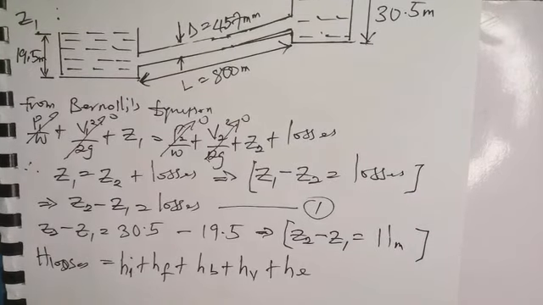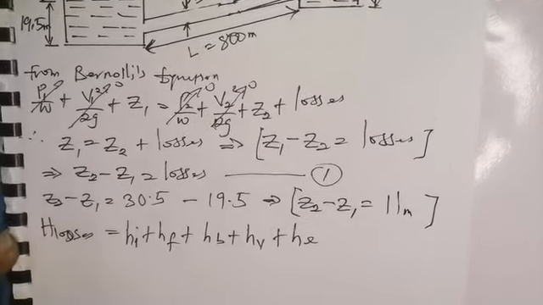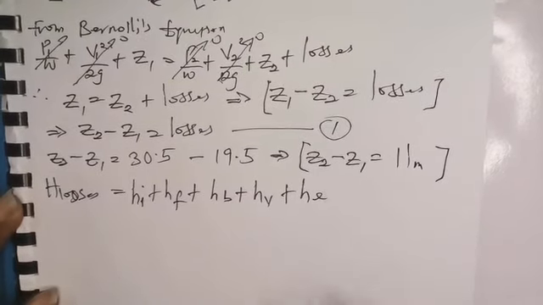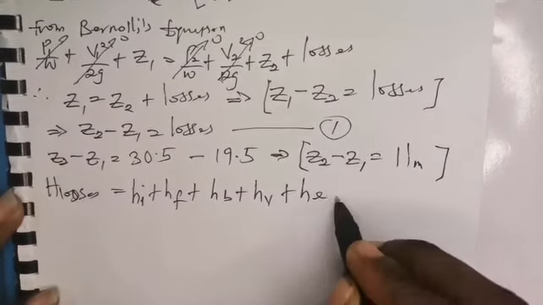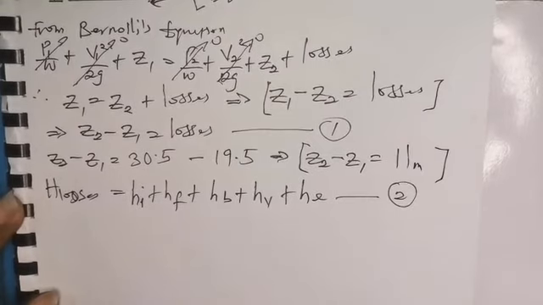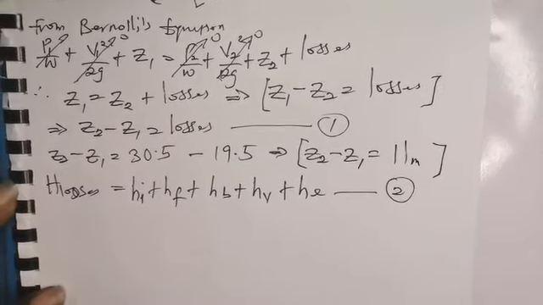All right, so these are all the losses we have. So we need to calculate these losses one after the other. So let's start with the first. Call this equation 2. When we find all these losses, we'll plug them back into equation 2.